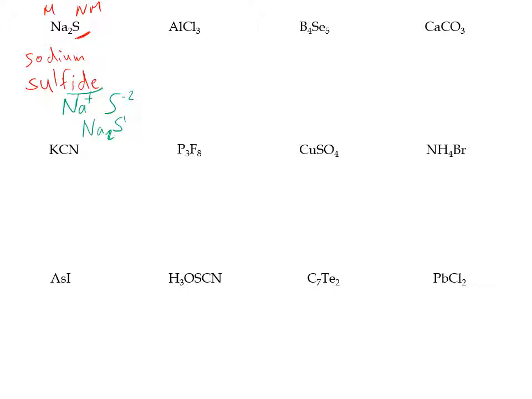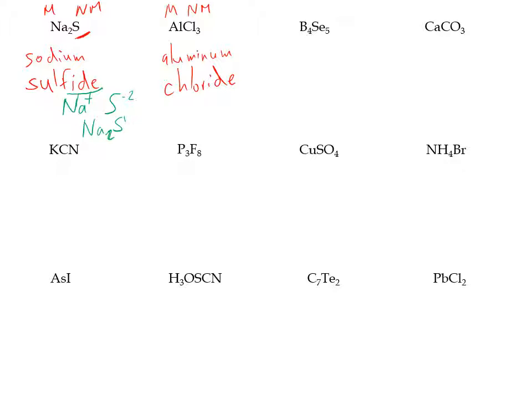Next example, AlCl3. Again, how many elements? I see two elements. I see Al and I see Cl. Al, based on my periodic table, I know is a metal. Cl is going to be a non-metal. So I know by my rules, I'm just going to name the metal. That's aluminum. And then I'm going to call it chloride. Change the chlorine to chloride.